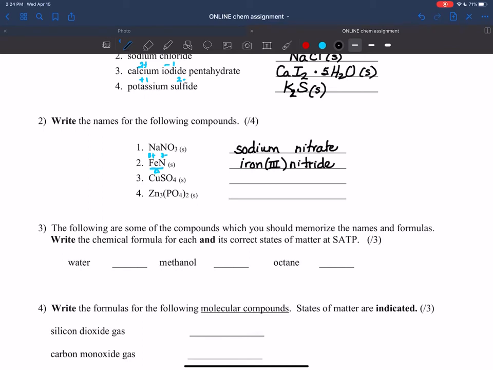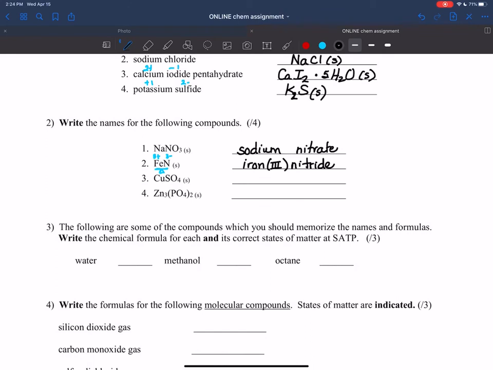Next, again, I have CuSO4. So if I put that, I have only 1 Cu and 1 SO4. SO4 is 2 negative, which means this must be 2 positive. And so it is copper 2 sulfate. And zinc only has the 1 charge, so I don't have to worry about anything in brackets. So that one is just going to be zinc phosphate.